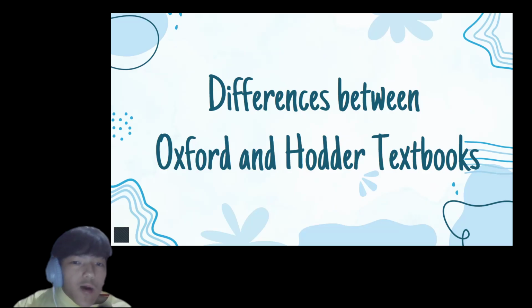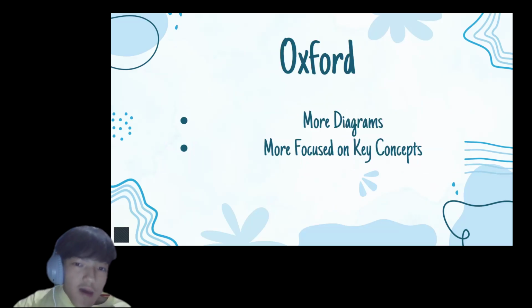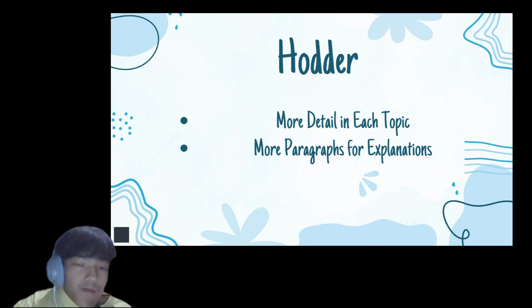So, differences between Oxford and Hodder textbooks. Basically, to summarize, Oxford has more diagrams and they're more focused on key concepts. But on the other hand, Hodder is more detailed in each topic, and there are more paragraphs of explanations for those who prefer text based explanations.